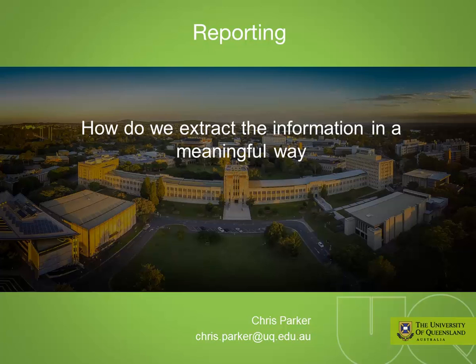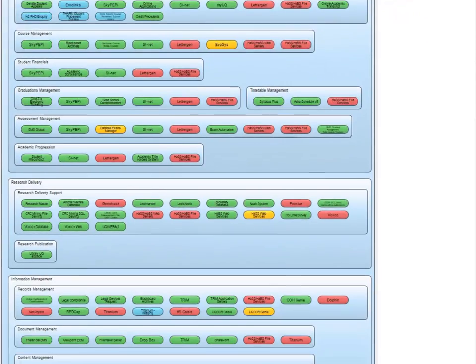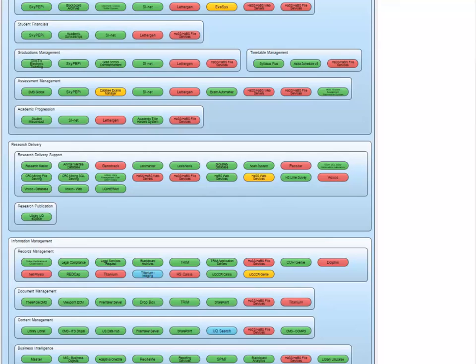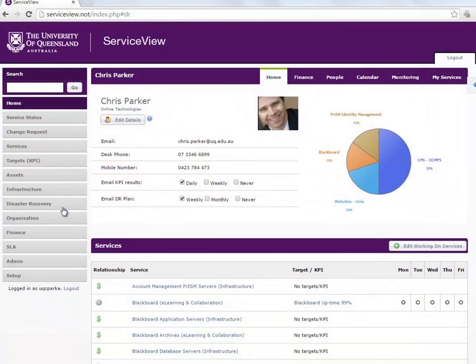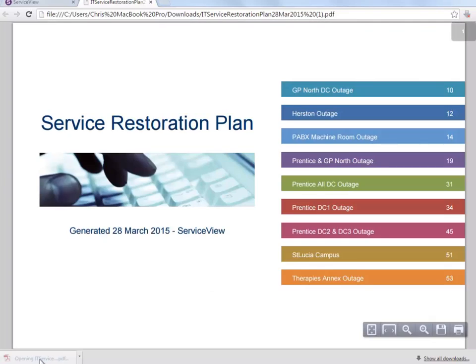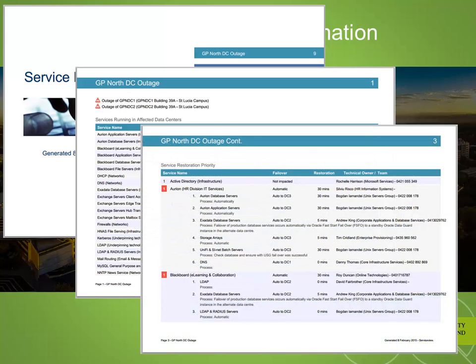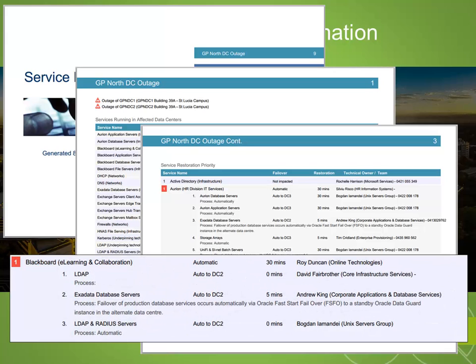There are several ways to extract the information in a meaningful way. Any of the 20,000 items of information collected about each service can be charted graphically. In this example, we are seeing which IT services are using different types of data and the residual risk of each service. ServiceView can also generate a data center dependency and recovery plan. A list of possible disaster scenarios are modelled by the technology. For each disaster scenario, the affected services are listed, and a service restoration plan is automatically compiled using the service and data center dependencies stored in ServiceView.